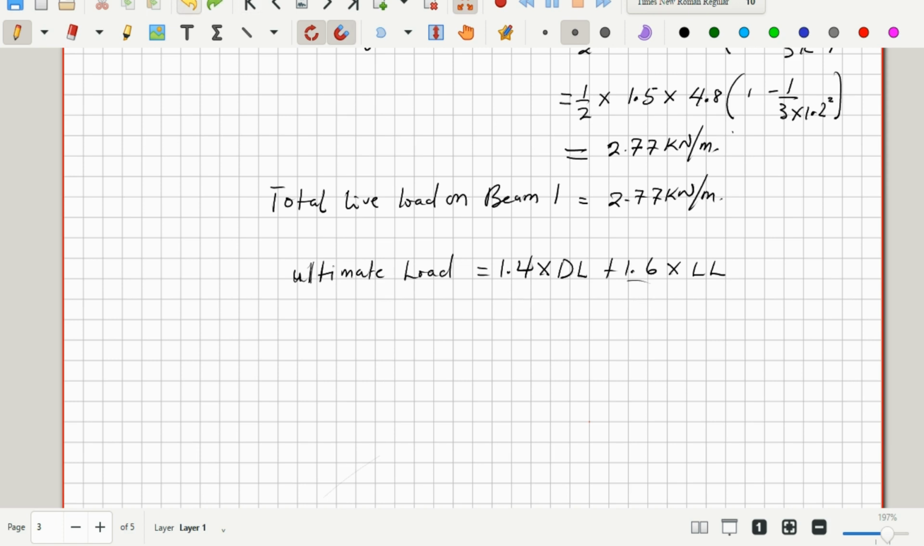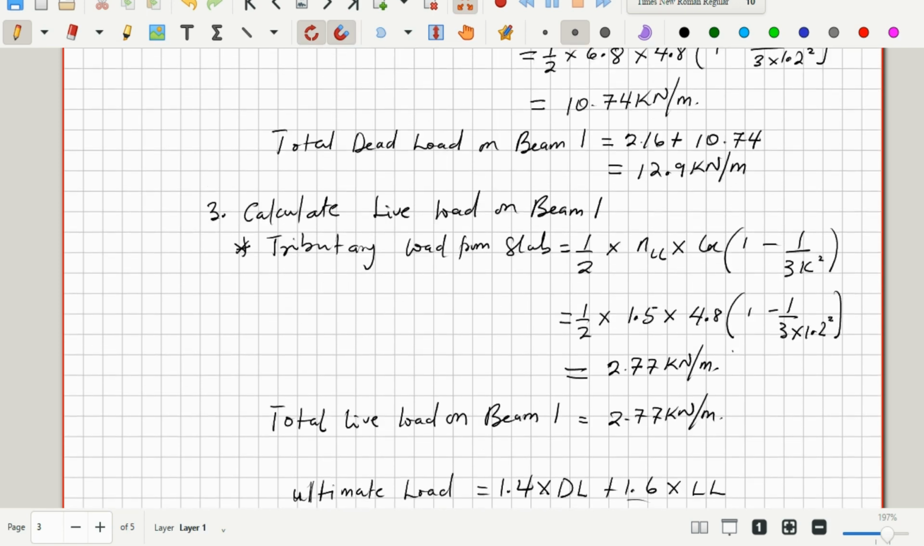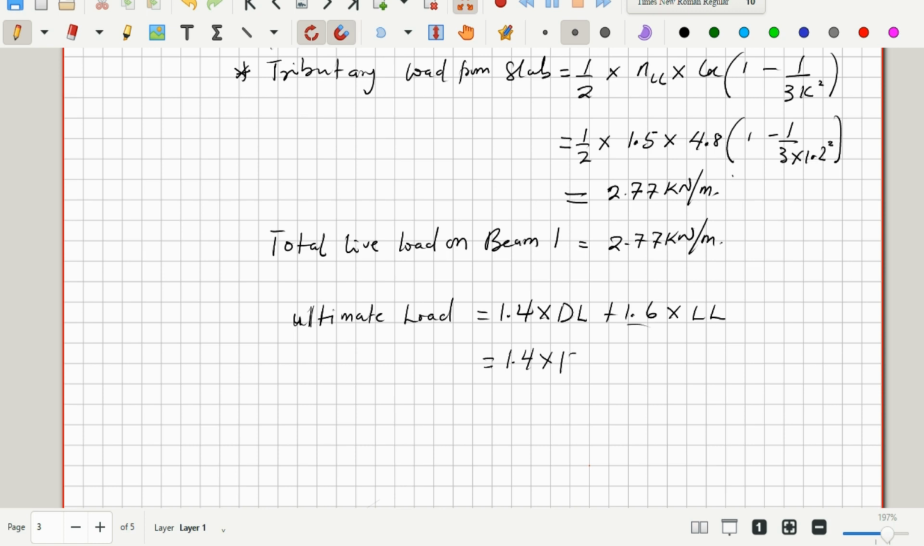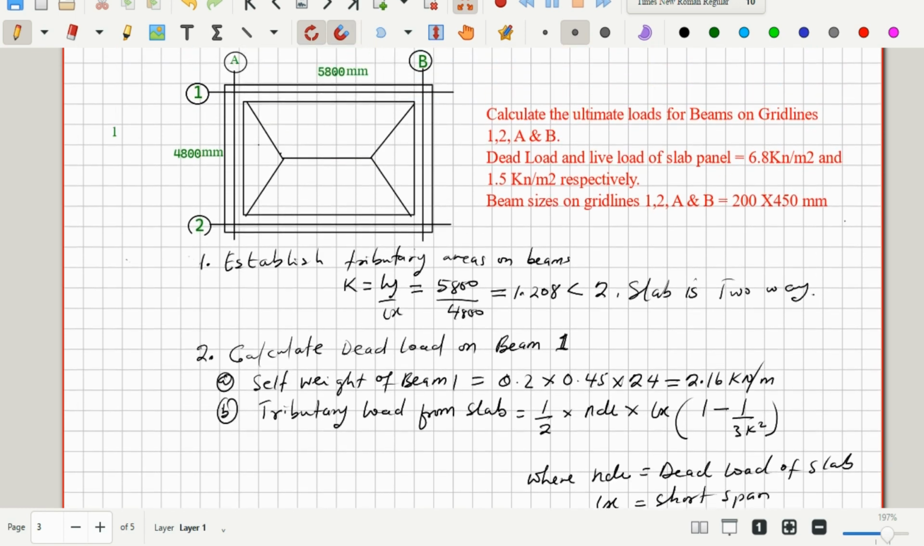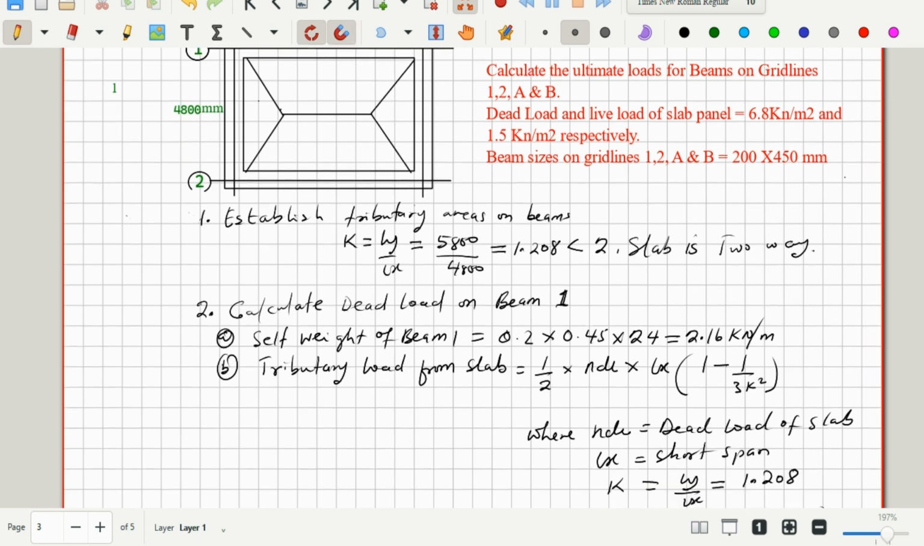So if we slot in the values of our dead load and live load, we'll have the ultimate load being 1.4 multiplied by the dead load, and we calculated that to be 12.9 kilonewton per meter, plus 1.6 multiplied by the live load, which is 2.77. And if we work that out, we'll have 22.5 kilonewton per meter. So this is the ultimate load acting on beam 1. And it will be the same load for beam 2, because they have the same tributary load distribution, and moreover the spans are also equal.